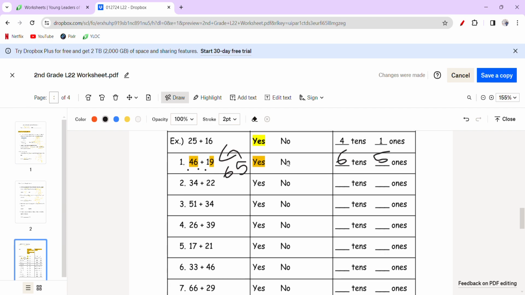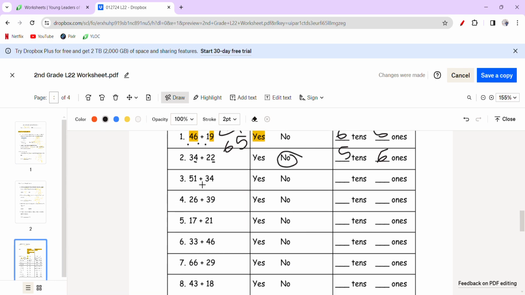Again, 34 plus 22. Okay, look at the ones place, 4 and 2. 4 plus 2 is 6, and that does not exceed 10, so you would not need to regroup. And simply, you would just add on from here. 4 plus 2 is 6 ones, and 3 plus 2 is 5 tens. 51 plus 34. Do we need to regroup that? We'll see. There is 1 in the ones place and 4 in the ones place. So we would add 4 plus 1, which is 5, and it does not exceed 10, so it would be no. And we would add 1 plus 4 is 5 ones, and 5 plus 3 is 8 tens.